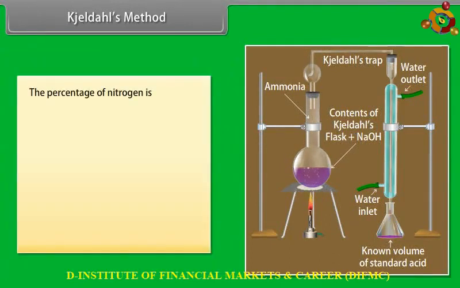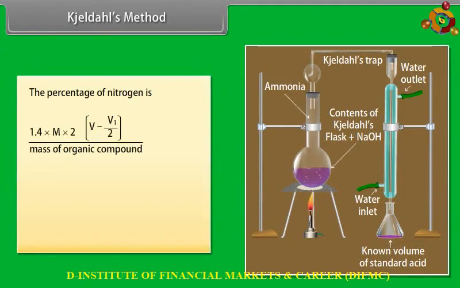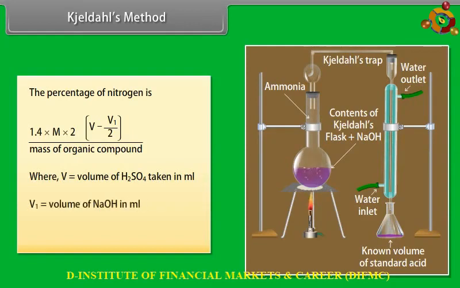The percentage of nitrogen is 1.4 into M into 2 times of the difference between V and V1 by 2, divided by mass of organic compound, where V is equal to volume of H2SO4 taken in milliliters, V1 is equal to volume of NaOH in milliliters, M is equal to molarity of H2SO4.